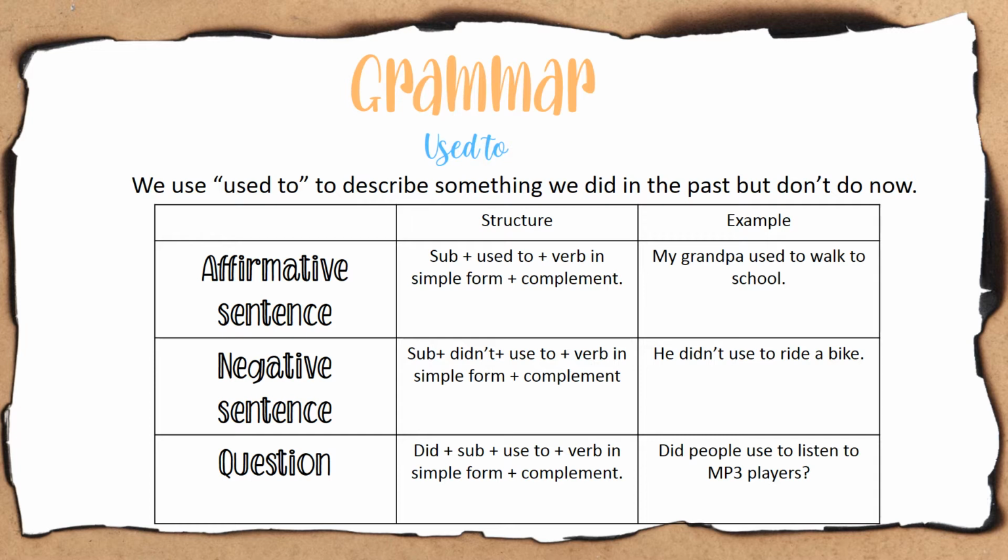In negative sentences, the structure will be subject plus didn't plus use. Pay attention here because it's use, not used, plus verb in base form plus complement. For example, he didn't use to ride a bike. And for questions, the structure will be did plus subject plus use to plus verb in base form plus complement. For example, did people use to listen to MP3 players?